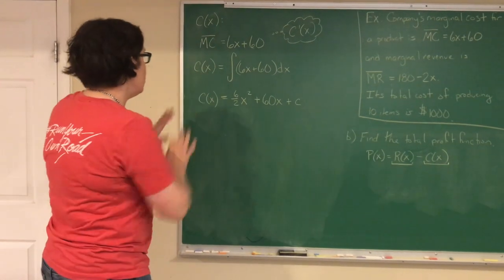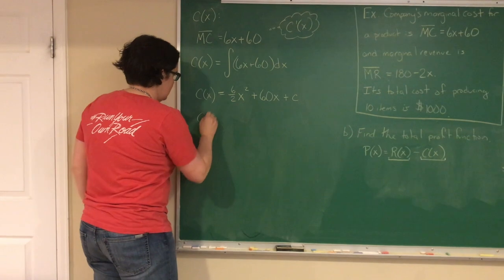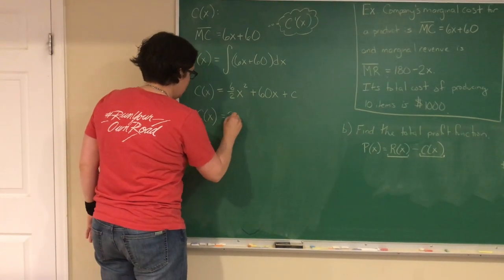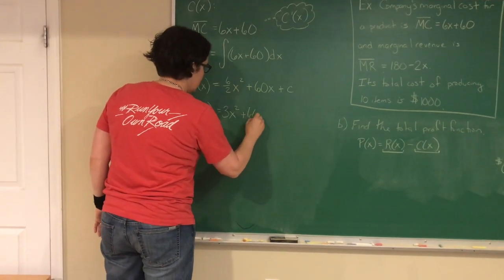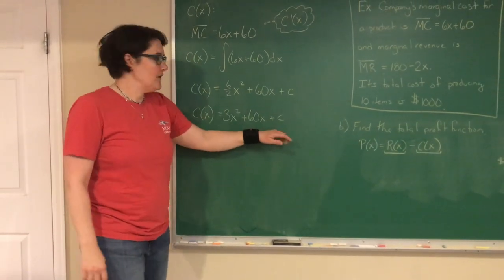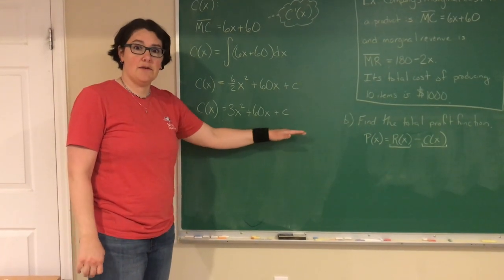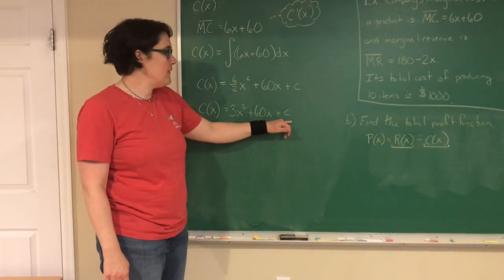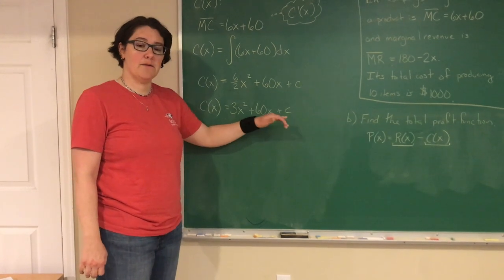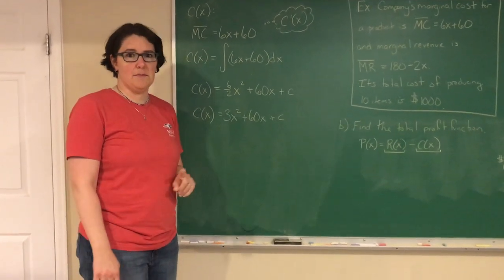Okay, so back to our problem. We have our cost function is 6 over 2, so that's the same as 3. So we have 3x squared plus 60x plus c. And we're almost done with the cost function, except that I need to figure out what that plus c is going to be at the end for our cost function. And the way that we figure out what that constant is going to be for the particular example that we have is I need one extra piece of information.